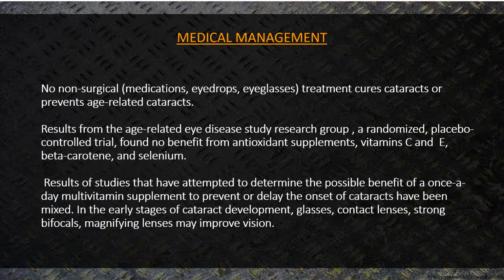Results from the Age-Related Eye Disease Study research group, a randomized placebo-controlled trial, found no benefit from antioxidant supplements like vitamin C and E, beta-carotene and selenium. Results of studies that have attempted to determine the possible benefit of a once-a-day multivitamin supplement to prevent or delay the onset of cataracts have been mixed. In the early stages of cataract development, glasses, contact lenses, strong bifocals, and magnifying lenses may improve your vision.